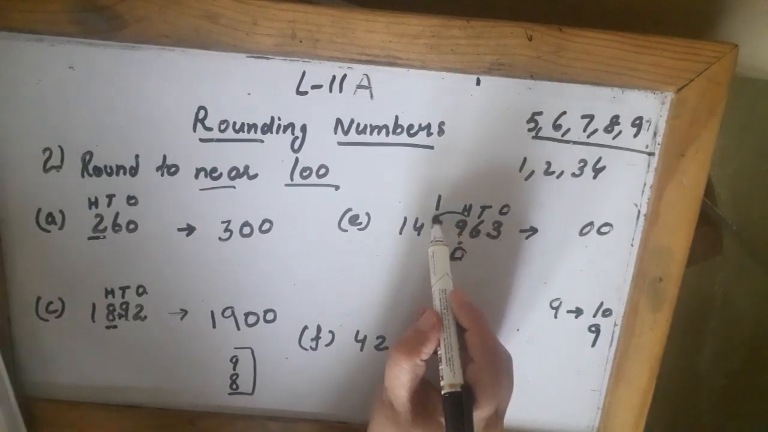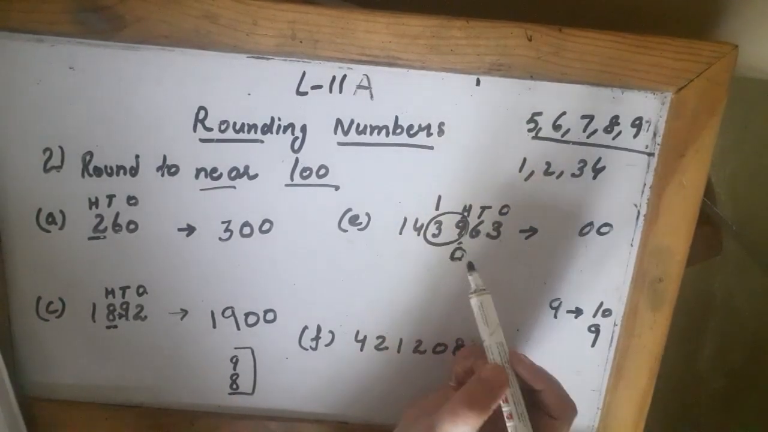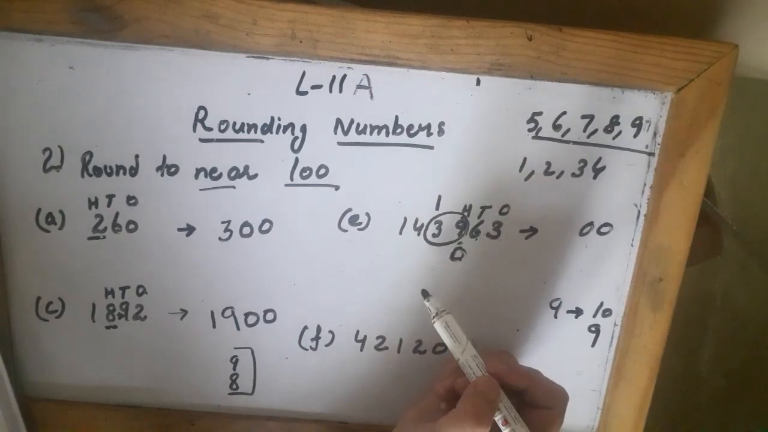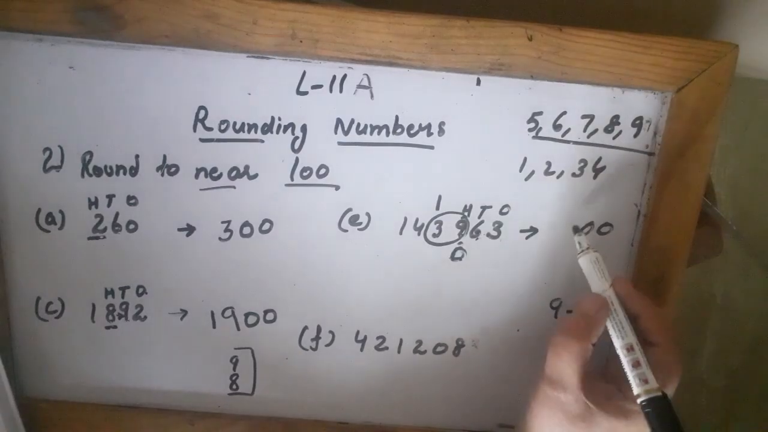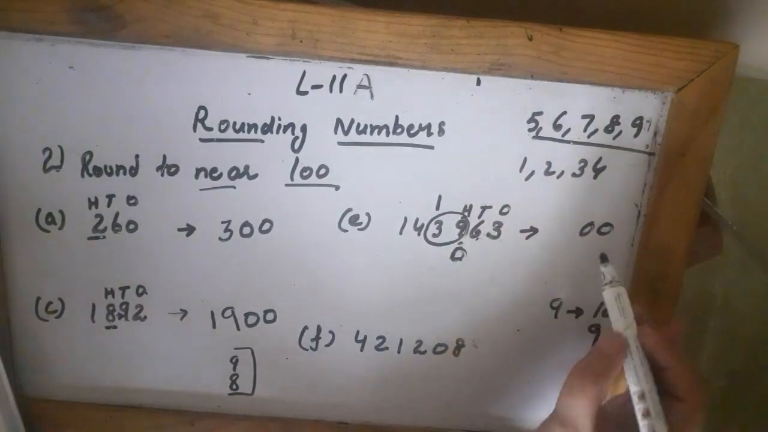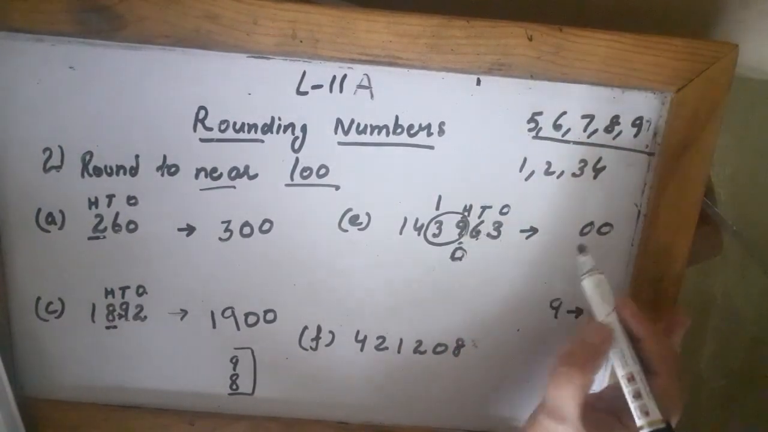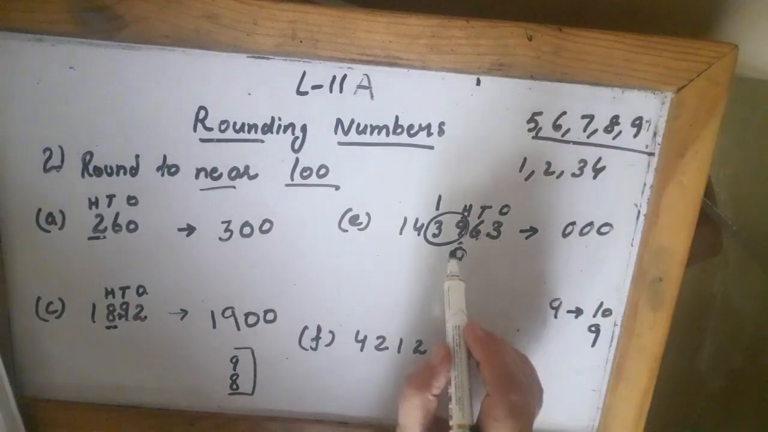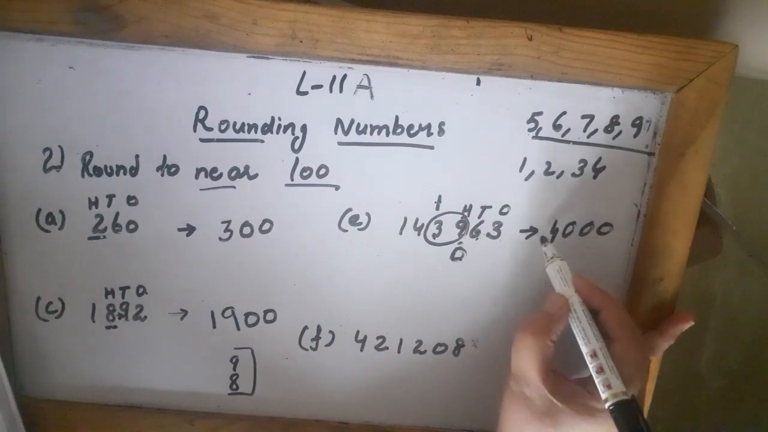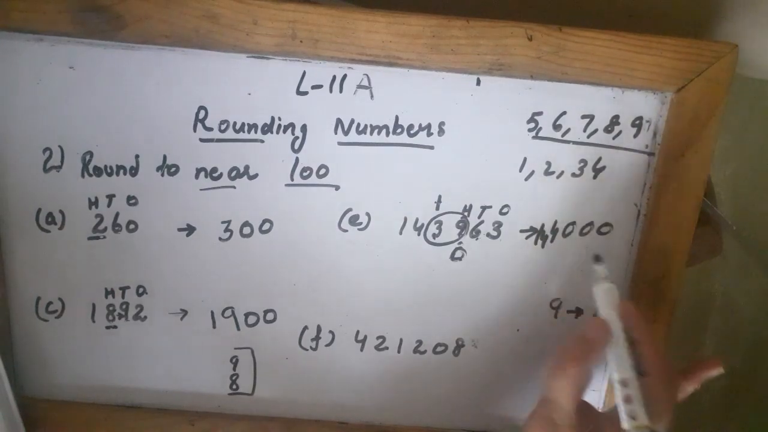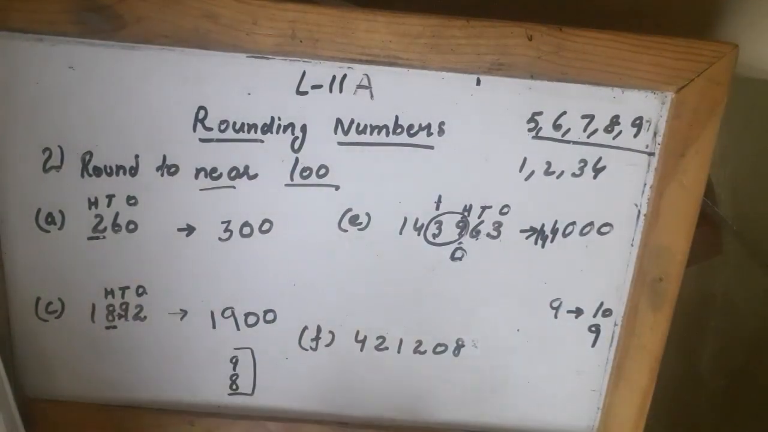Otherwise you can say this is 39, right? And because the next digit is 6, which is more than 5, 39 will become 40. Or in place of 9, because 9 will become 10, I'll put a 0 here and carry 1, and 3 and 1 will become 4. So it will become 1, 4, 4, 0, 0, 0.